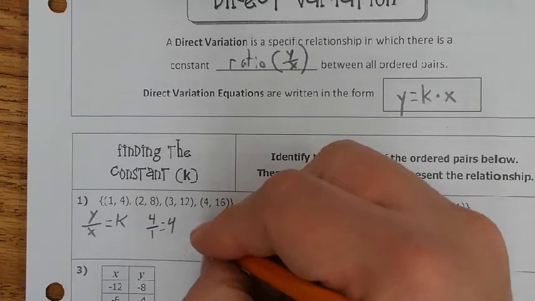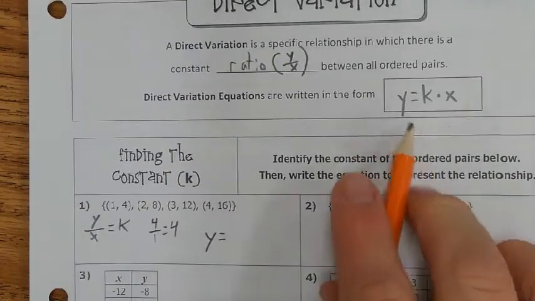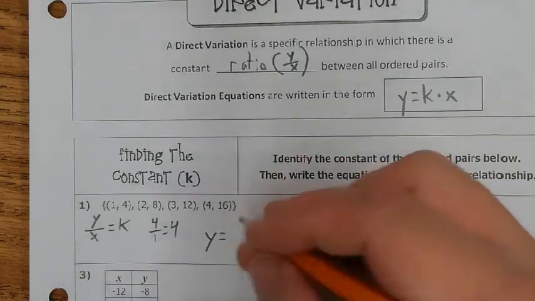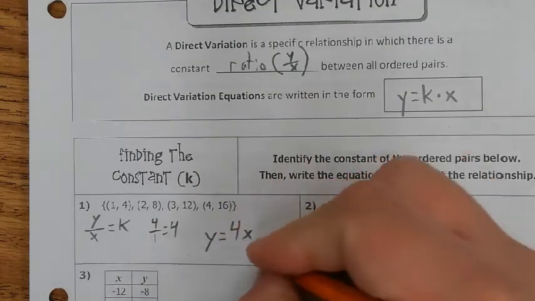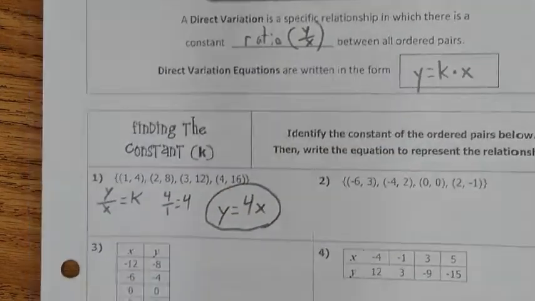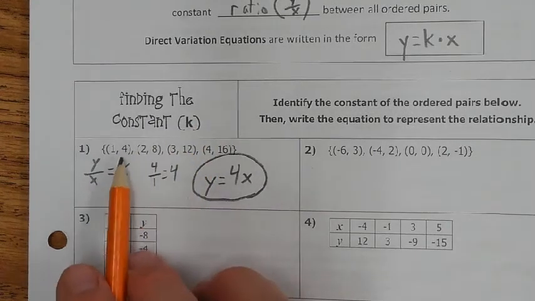So in this case, we would have y equals k times x. What's our k? 4. So it'd just be y equals 4x, and that's our answer. That's literally all you do. What about all the other numbers? Well, think about it. That's a good question, Seth.